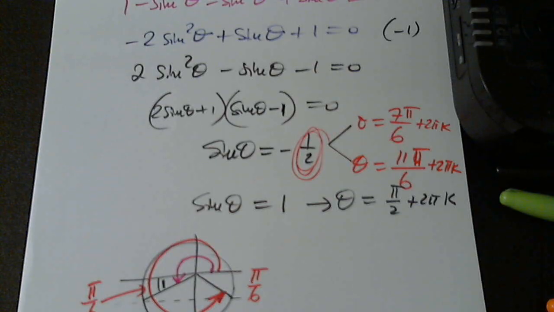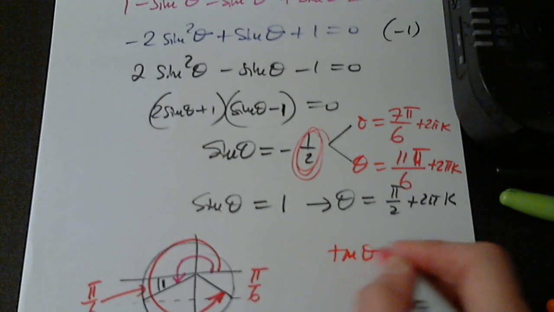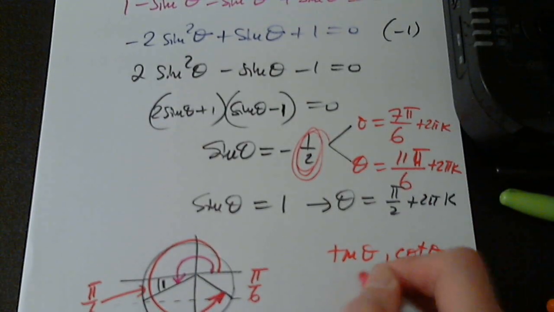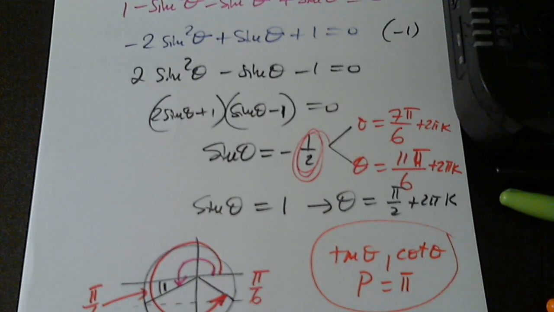Any questions on this? Anyone, please? If it was with tangent or cotangent, it will only be pi, right? Yes. Okay. So only for tangent and cotangent, the period is pi. Everything else has 2 pi.